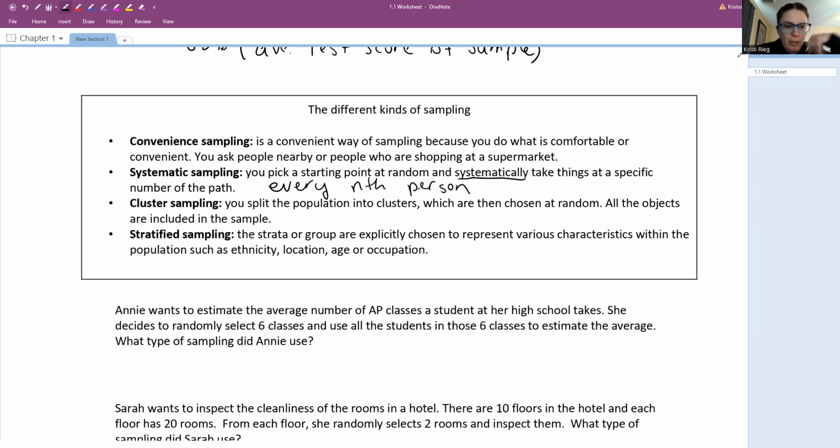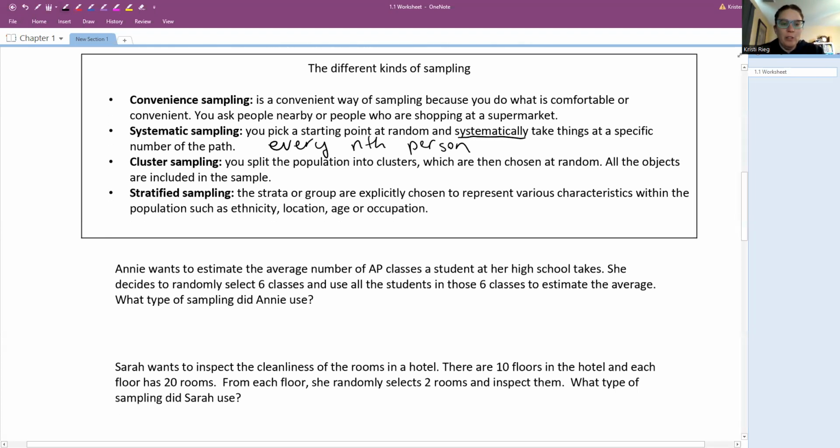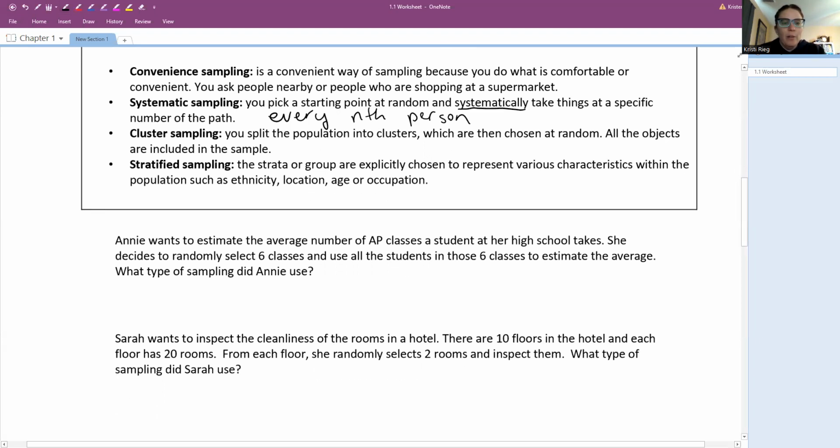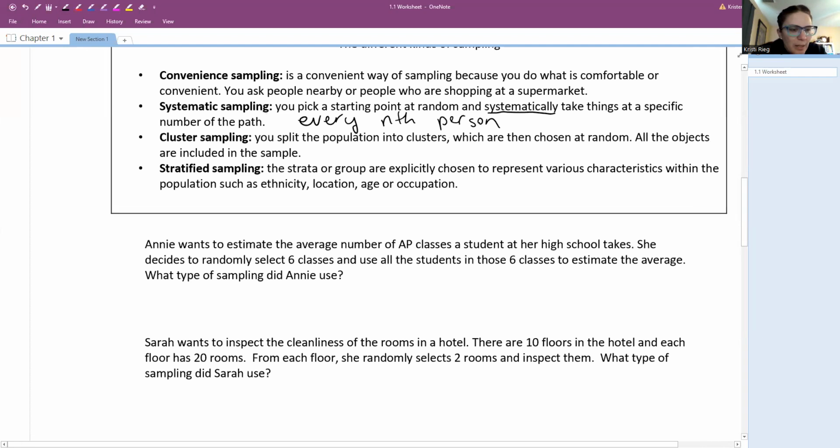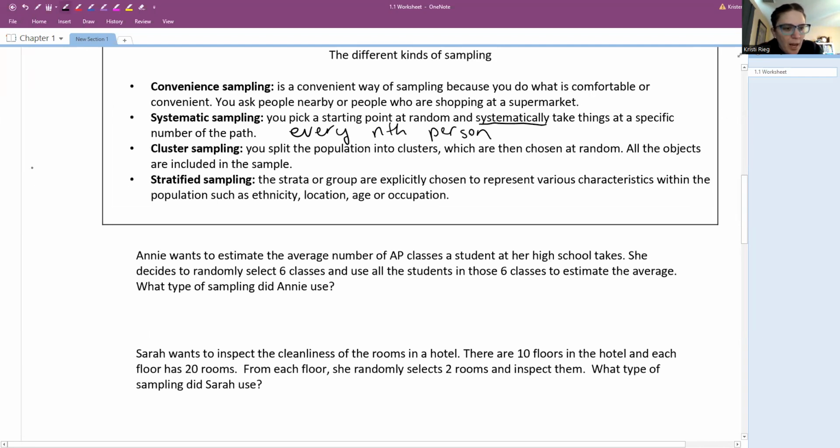The harder two, cluster and stratified, are harder because they both put things in groups. And so for cluster, it says you split the population into clusters that are chosen at random. So let me try to squeeze this in over here. Say we have a school. It's going to be the world's smallest school because I'm trying to squeeze it in over here.